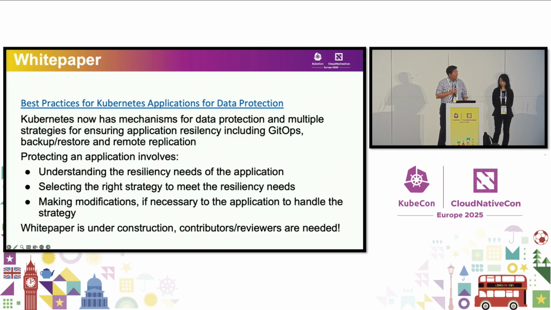So right now we've got a lot of different mechanisms for data protection, and that's really good. And we've got different strategies that we can use, including GitOps, backup restore, or replication. But to actually protect an application, you need to understand your resiliency needs. You need to select the right strategy to meet those resiliency needs. And then you may actually have to modify your application to handle the strategy that you've chosen.